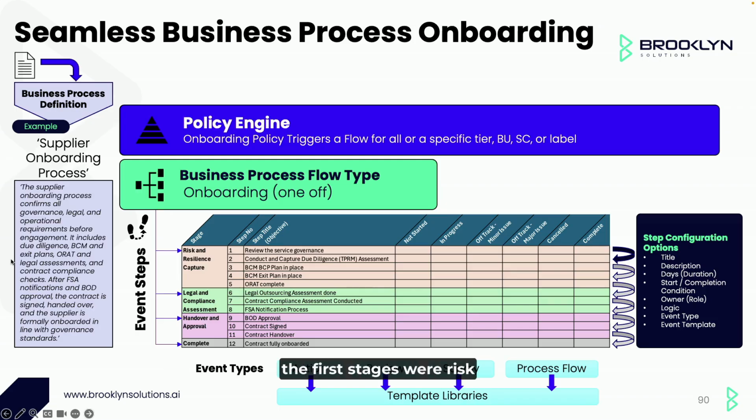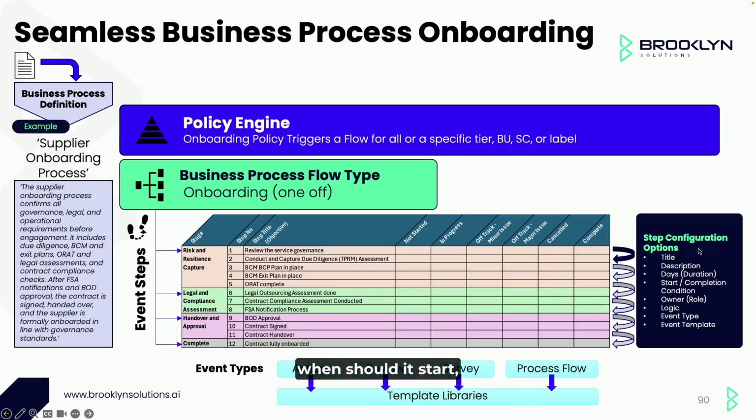The first stage is risk and resilience capture, the second stage is legal and compliance, then assessment, handover and approval, and then finally the completion stage. For each step, the platform gives you the ability to configure the step options accordingly. In this case, a title, which is essentially a short version of the objective, a description, and how long in days you expect the operator to take to do this activity.